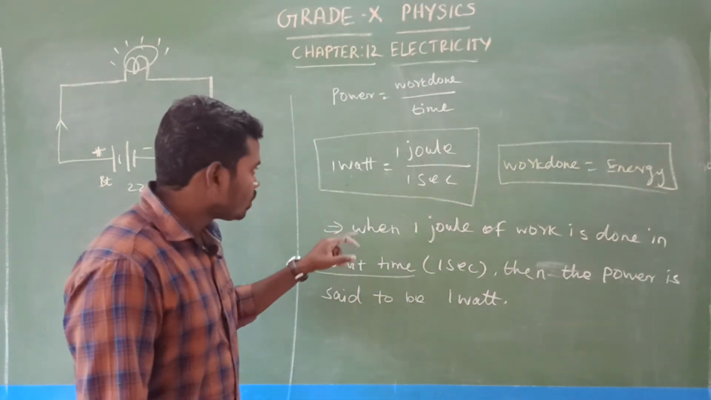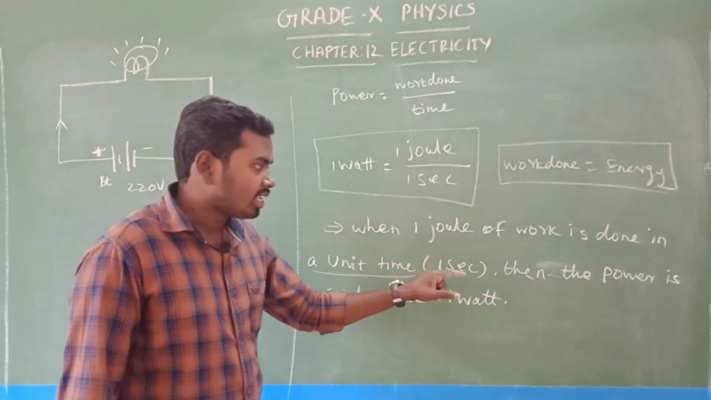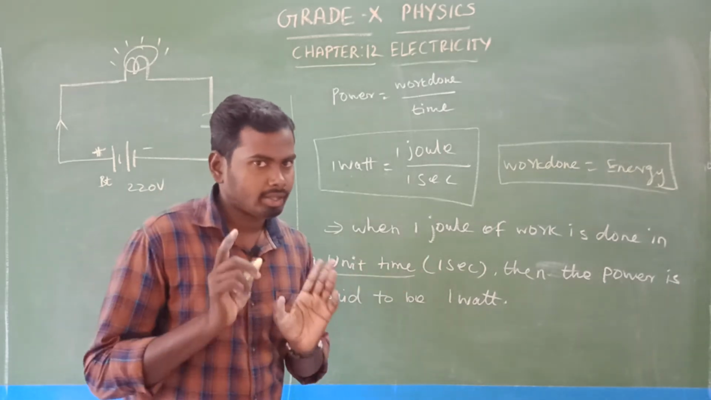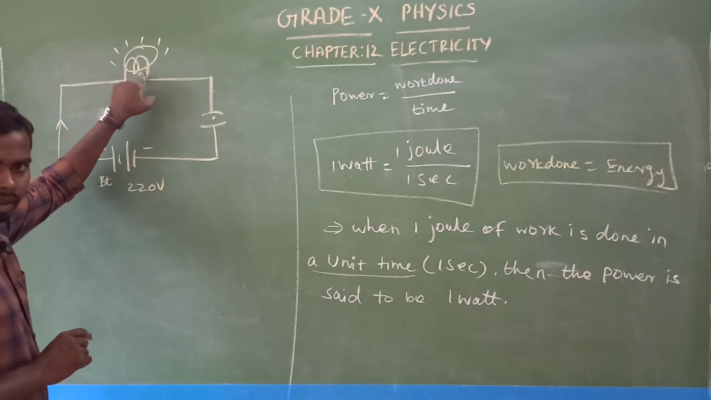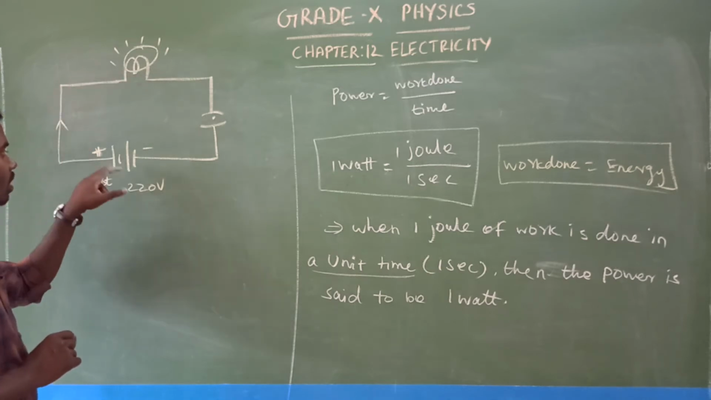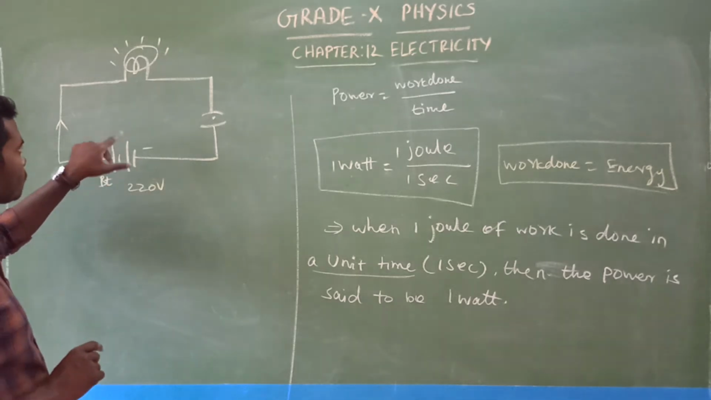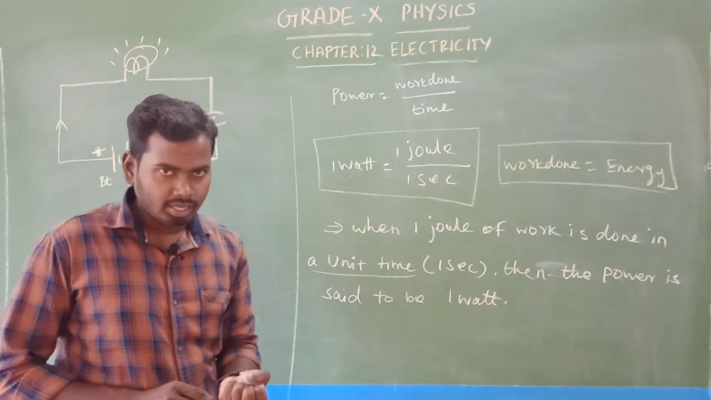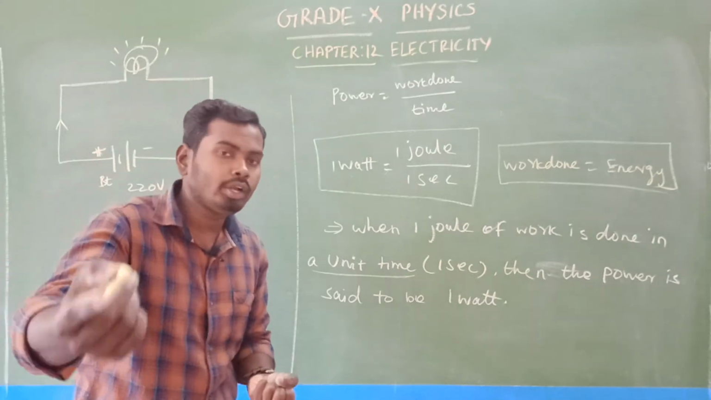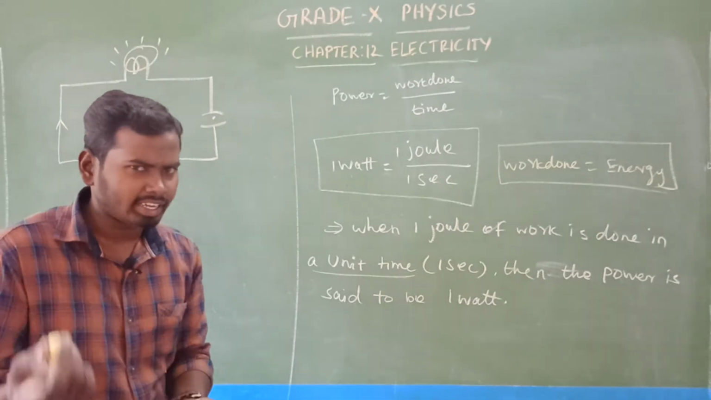Look here. 1 watt is when 1 joule of work is done in 1 second, then the power is said to be 1 watt. Am I right? Yes. So what does that mean, sir? Look here. We have connected an electric bulb across the 2 terminals of the battery. This electric bulb consumes electrical energy and converts it into light energy, as well as heat energy also.